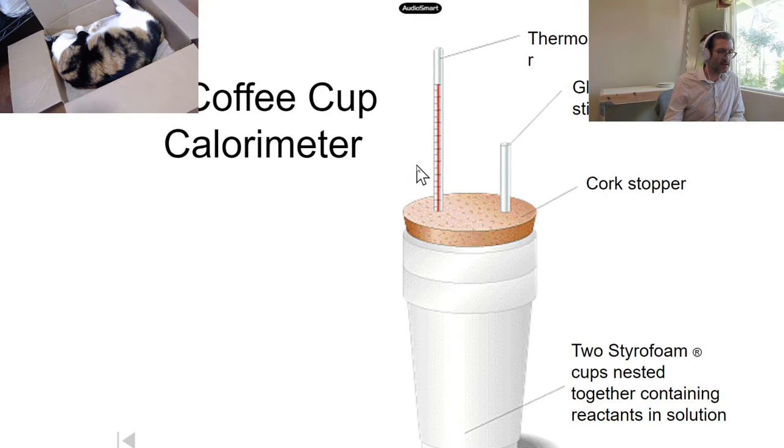And let's see. Then we have a glass stirring rod. I know you're wondering, where does the heat go if it's not into the surroundings? There's air up here, and we want to measure actually.